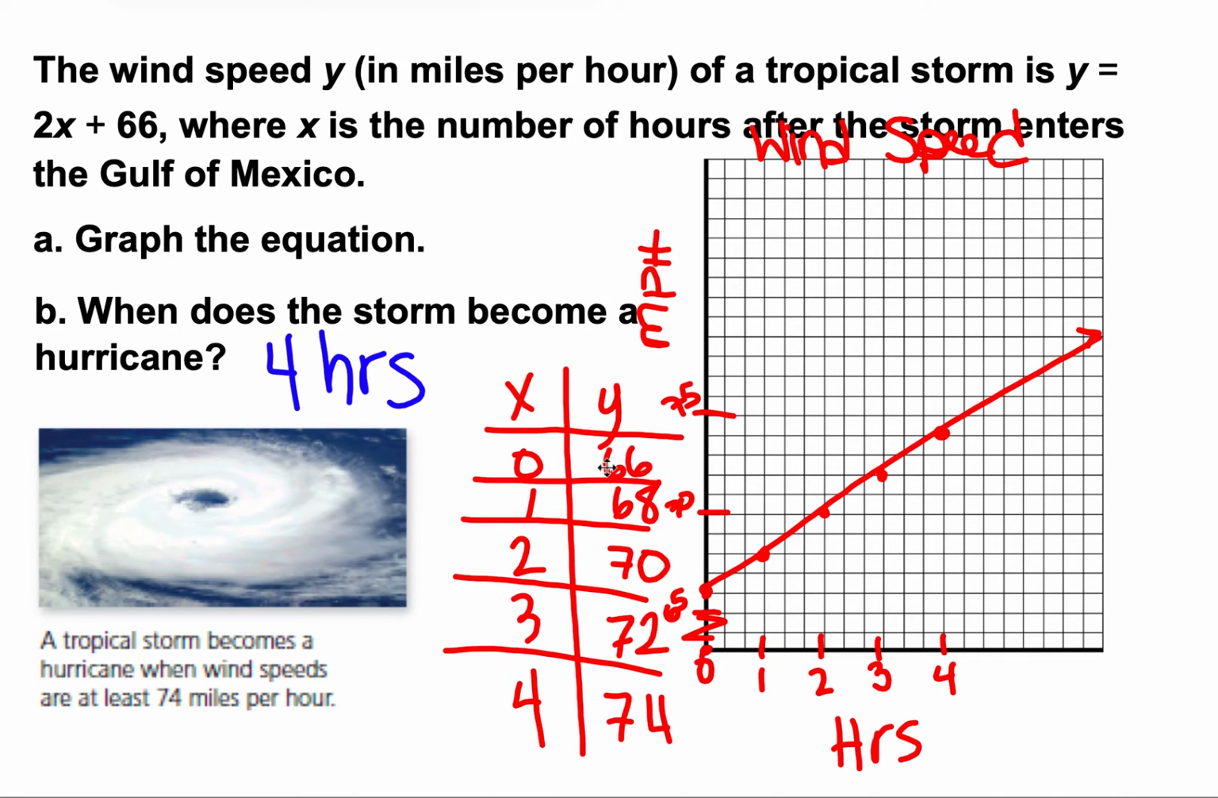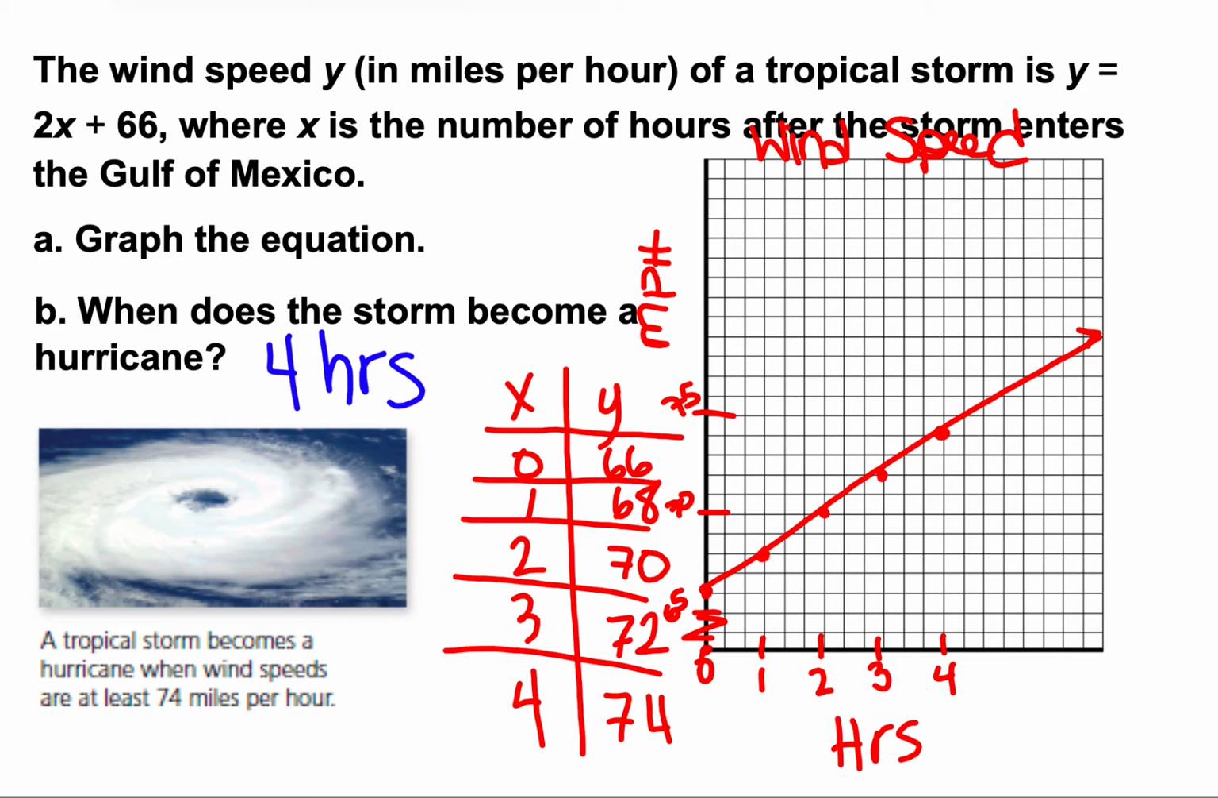Okay, so I went through, I got my points. X is 1, y is 68. That came from 2 times 1 plus 66. So 2 times 1 is 2 plus 66 is 68, and so on. I got my table points. I plotted them. This time I only put an arrow going in one direction, again, because negative values don't make sense for the story problem.